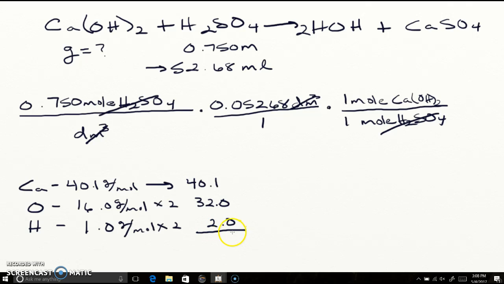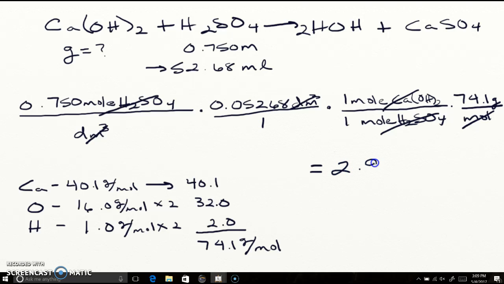So if you add this all up together, you should get 74.1 grams per mole. And that's what I'm going to use, because it's going to cancel out up here, 74.1 grams per mole. All right, and then the moles cancel out with these moles up here, and now I'm ready to go through and do my math problem. So what I got here after this math is 2.93 grams of calcium hydroxide.